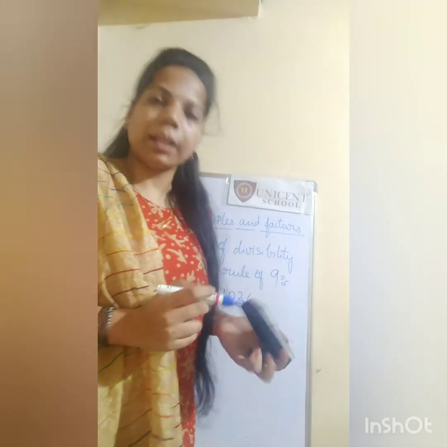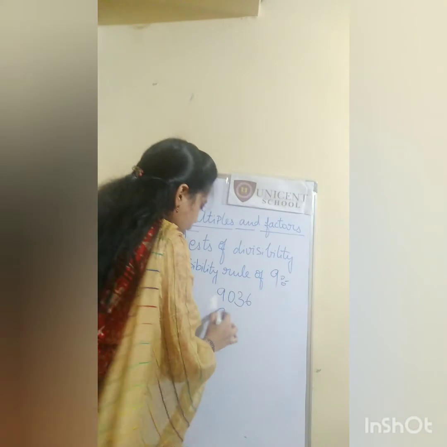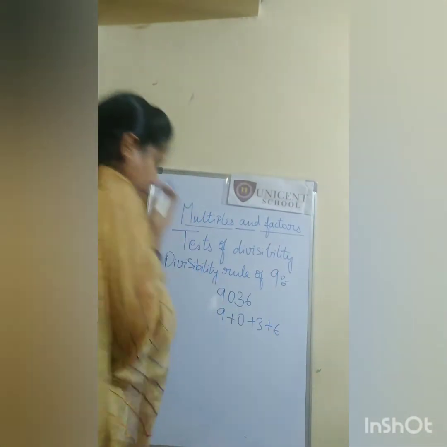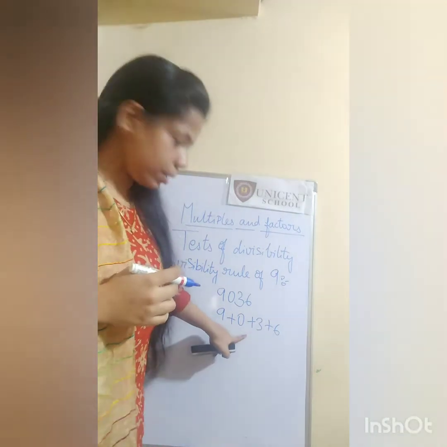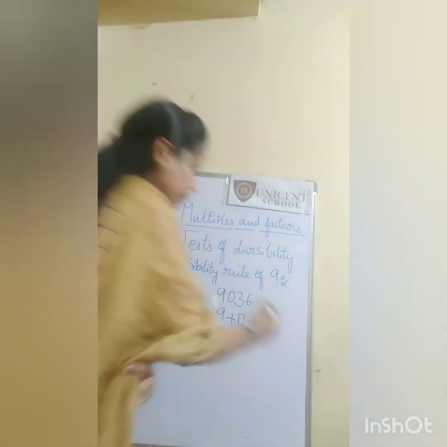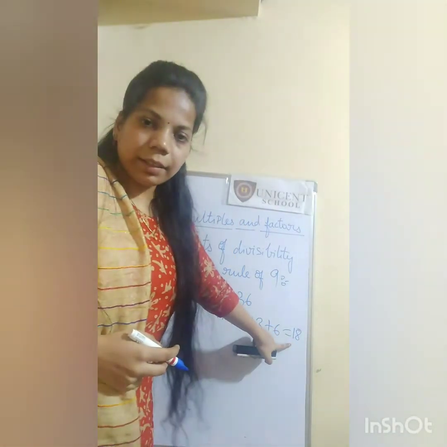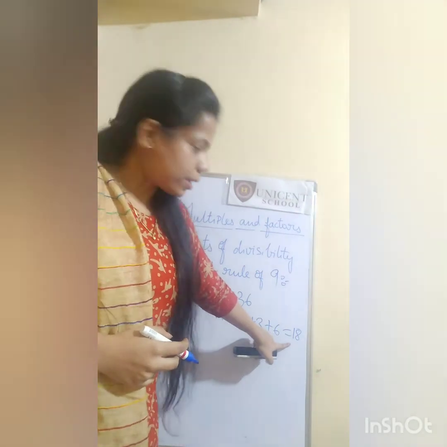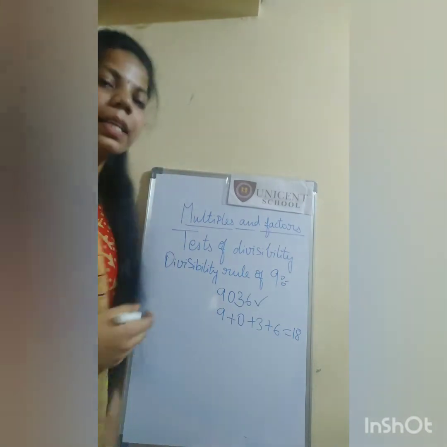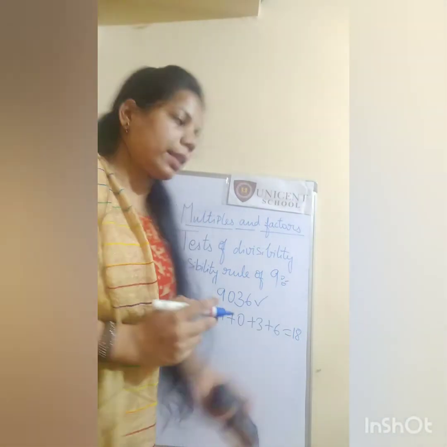9036. Now we have to find the sum of the digits: 9 plus 0 plus 3 plus 6. 9 plus 0 is 9, 9 plus 3 is 12, 12 plus 6 is 18. Is 18 divisible by 9? Yes, 9 2s are 18, right? So 18 is divisible by 9. So 9036 is also divisible by 9. Got it, children? So let us see some other example.